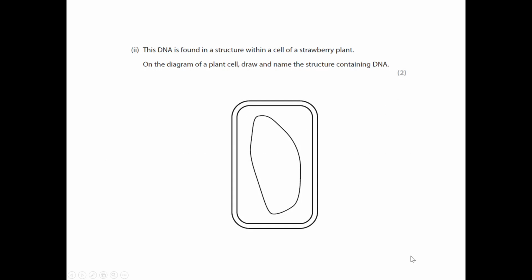Okay, nice easy one to begin with. This DNA is found in a structure within the cell of a strawberry plant. On the diagram of the plant cell, which is this one down below, draw, command word, and name the structure containing DNA. Okay, so it's worth 2 marks, and it's giving you 2 command words, so drawing and naming. So 1 mark would be awarded for drawing it, and the second mark is going to be for naming it. Okay, pause the video and have a go at doing that now for me.